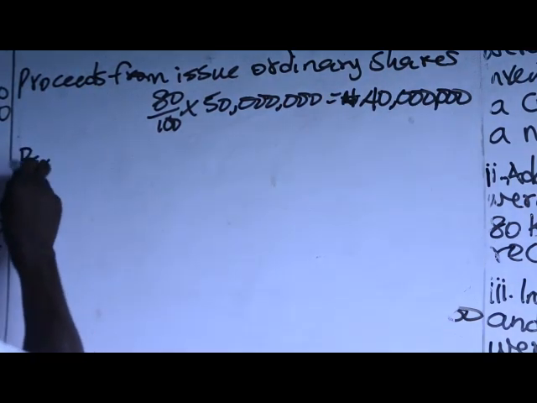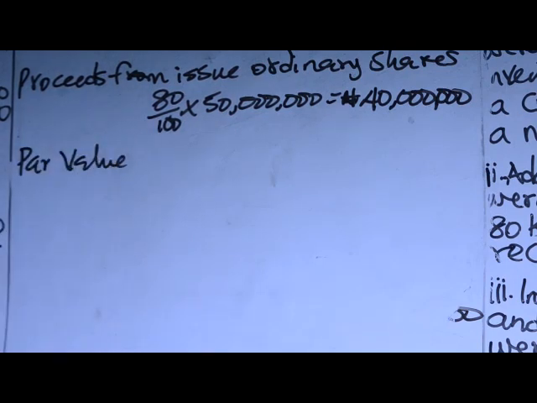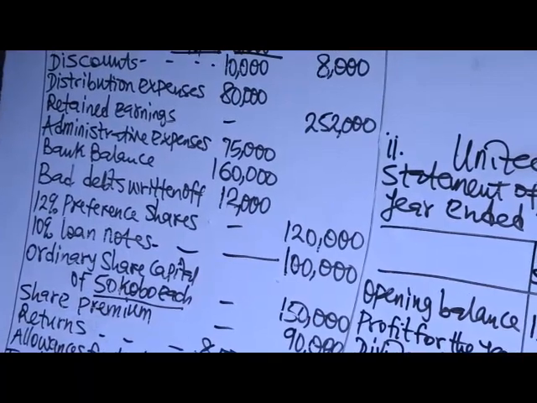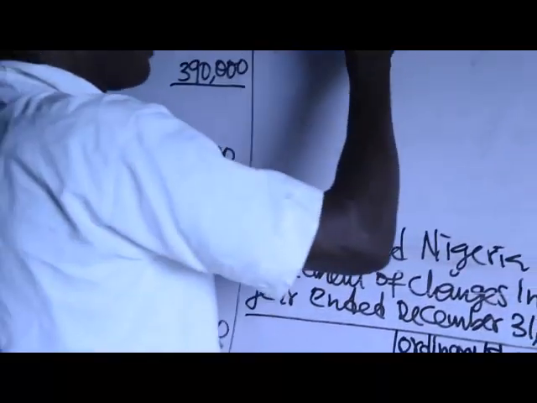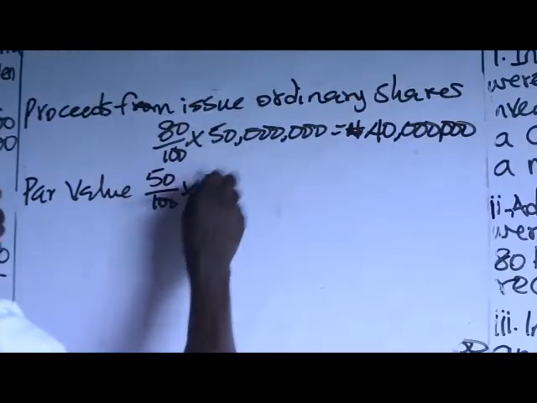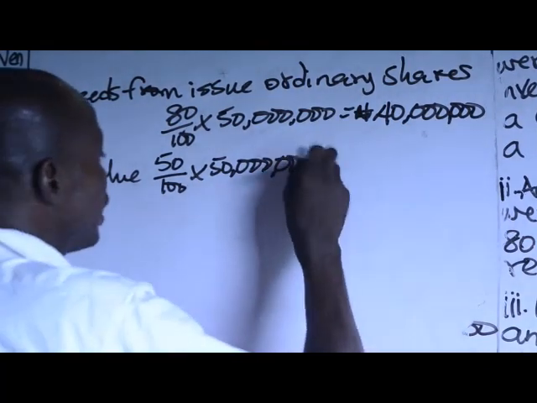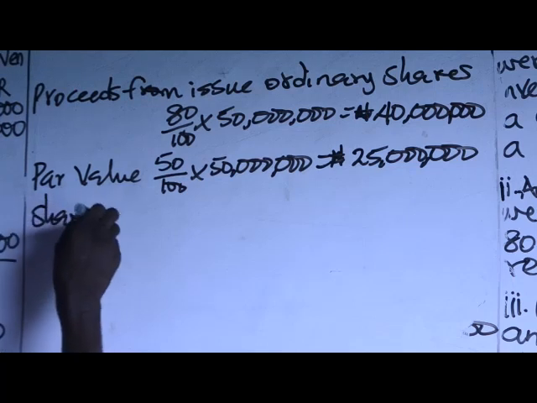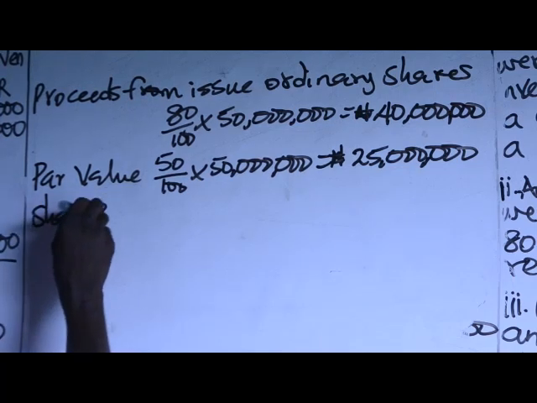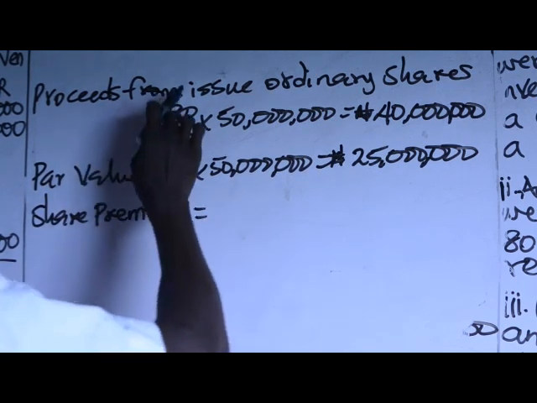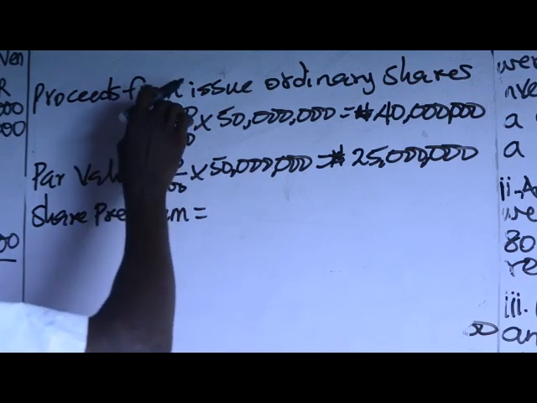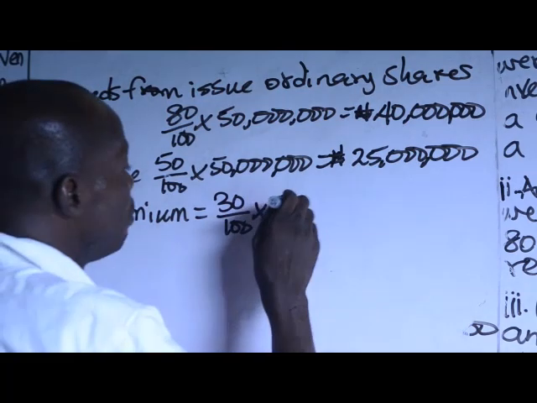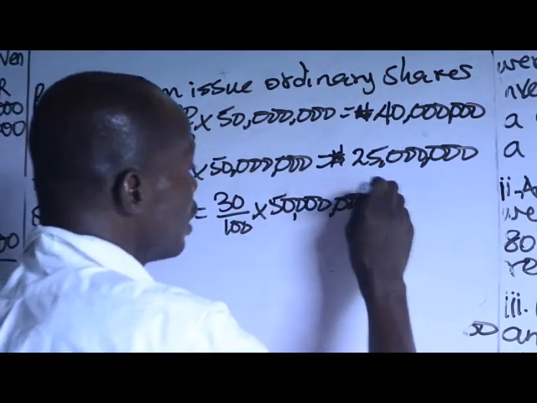Then the par value of ordinary share issued. Back to the trial balance. You have ordinary share capital of 50 kobo each. That is to show that the par value of ordinary share is 50 kobo. So we have 50 kobo times 50 million. And that will give us 25 million naira. The premium on shares issued will be credited to the share premium account. The proceed is 80 kobo and the par value is 50 kobo. The difference, which is 30 kobo, is share premium. That is 30 kobo of 50 million shares, and that will give us 15 million naira.